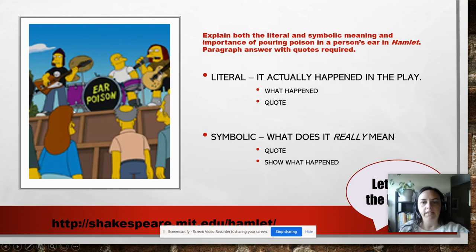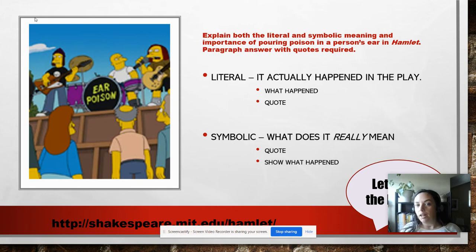The question is here in red. Explain both the literal and symbolic meaning and importance of pouring poison in a person's ear in Hamlet. Paragraph answer with quotes required. So I'm looking for at least one quote, preferably 2, because there's a literal and a symbolic or figurative. So actual poison is what actually happened. Someone put poison in a real person's ear and they died. So who was that? We need a quote and we need an explanation.